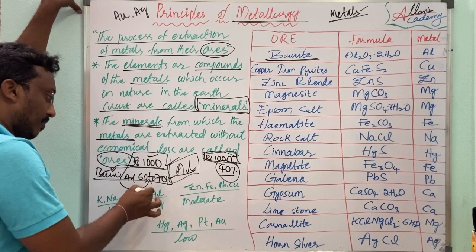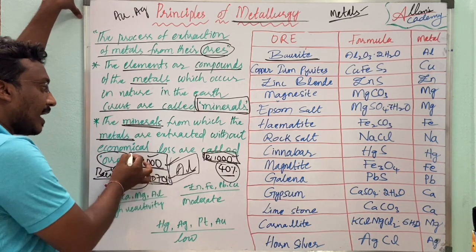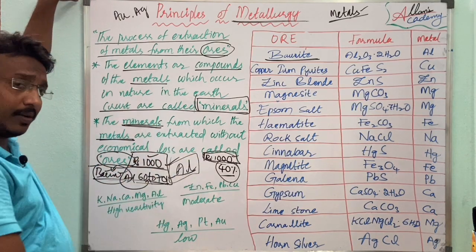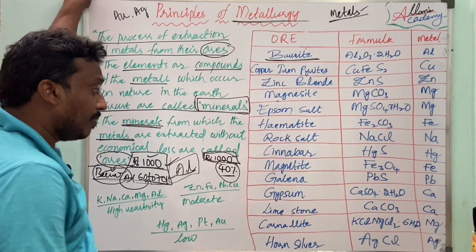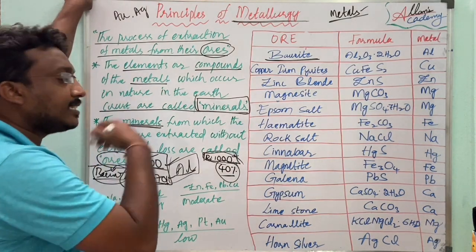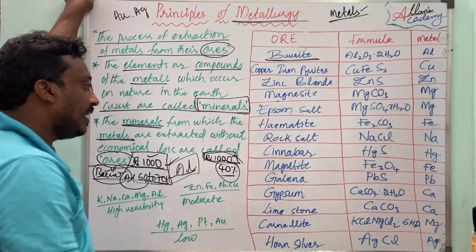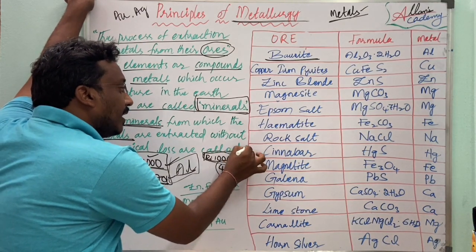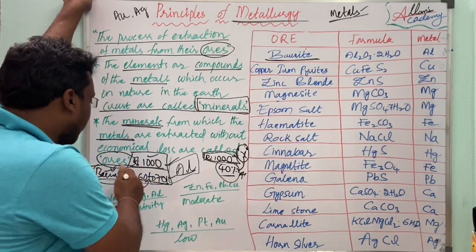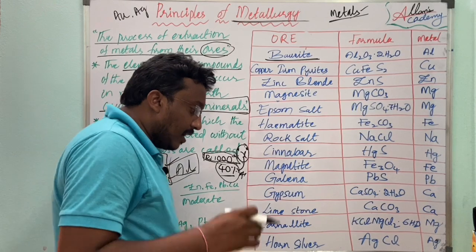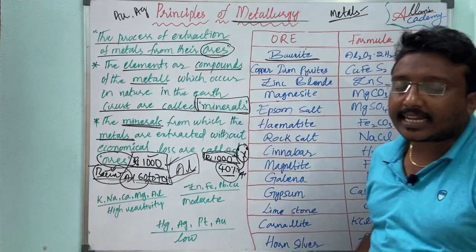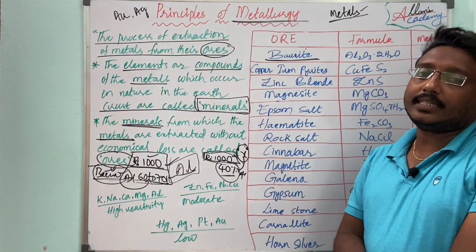I get more quantity, which means very little economical loss occurs when I use bauxite to take aluminum. But in the first case I get only 40%. So here bauxite is called ore. If I use some other mineral X to collect the aluminum, this X will not be considered as ore. This bauxite is considered as ore. Ore means the mineral from which the metal is extracted without economical loss.